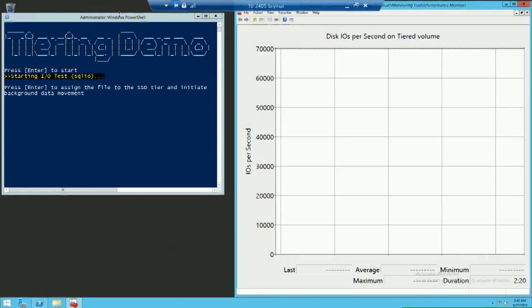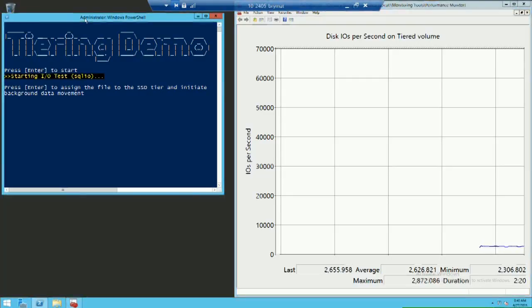Again, I have a perfmon window. We seem to love perfmon in our demos here. I'm doing I/O to the file. It's currently completely allocated to the HDD tier. So it's giving me roughly 2,600 I/Os per second, which is about what these hard disk drives should give me in this configuration. So you can see it's pretty consistent, 2,600 IOPS.